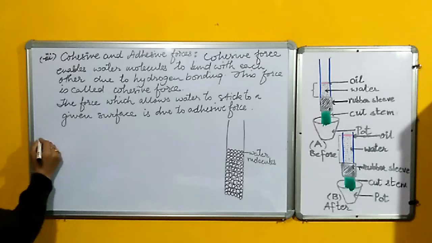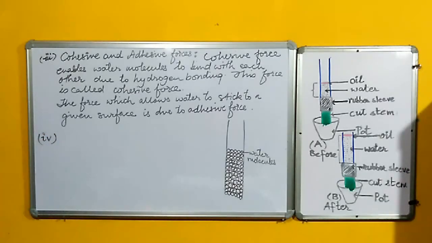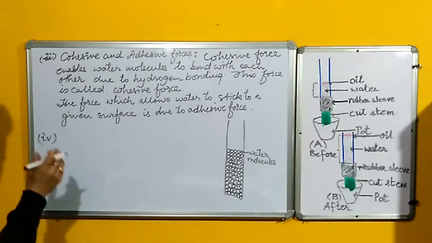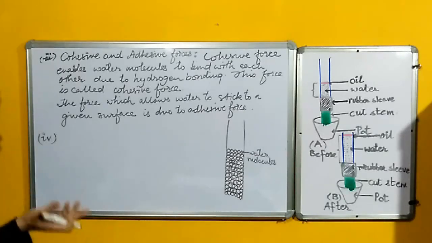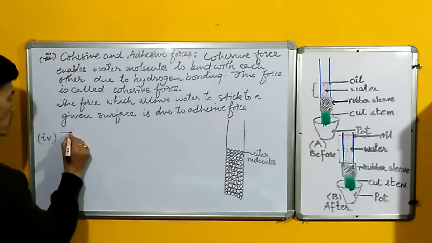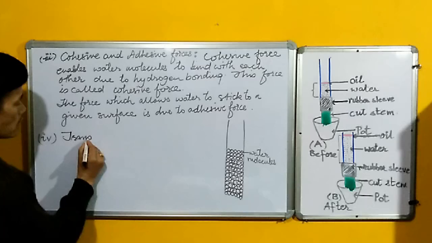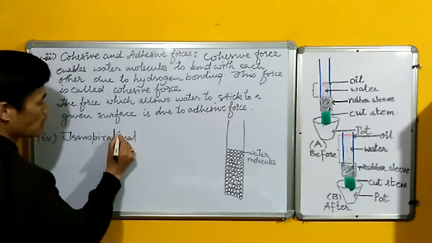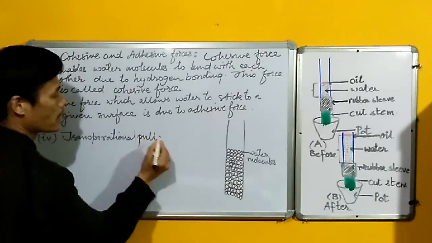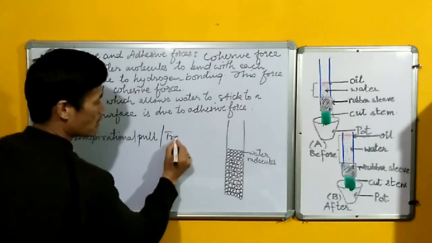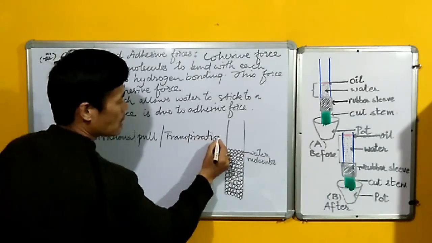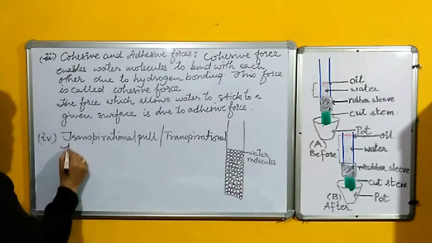The next force that we come across as the force that enables the movement of water and minerals in the plant body from the root to the shoot system is called transpirational pull, or it is also called transpirational force.